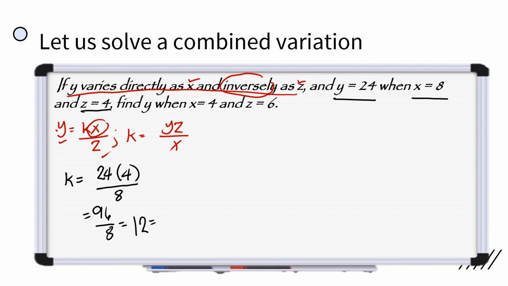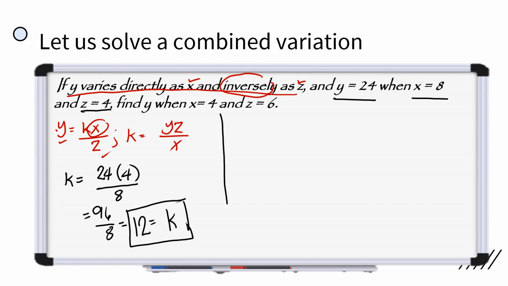So, this is the value of our k. It's 12. Wait. Let's write it properly. That is 12. K is equal to 12.